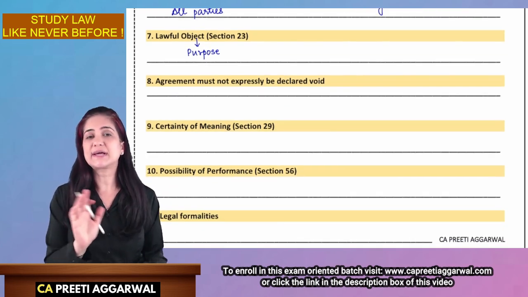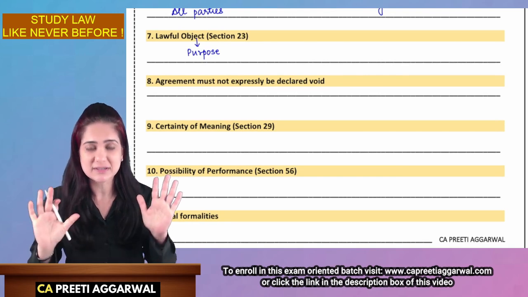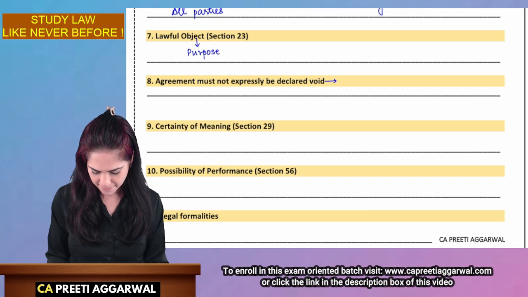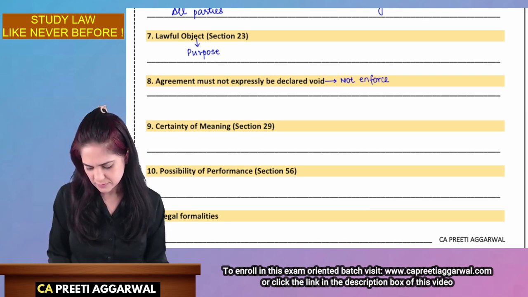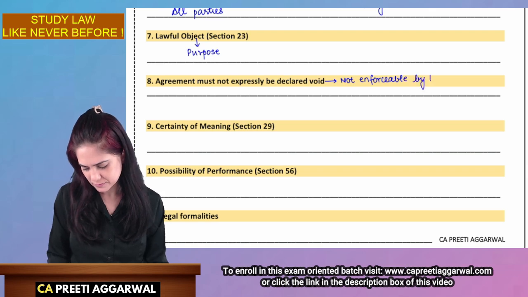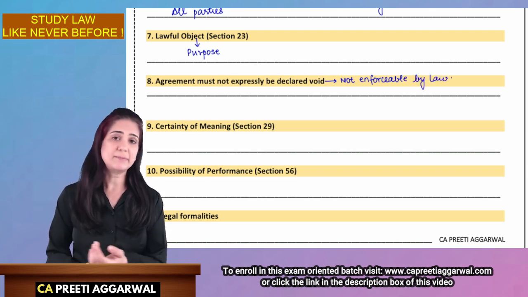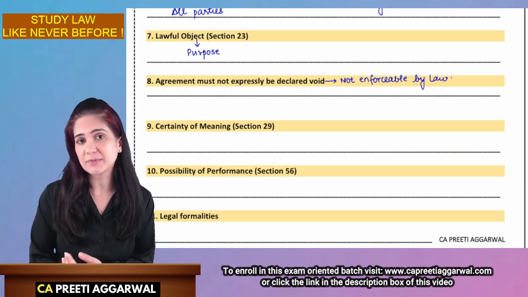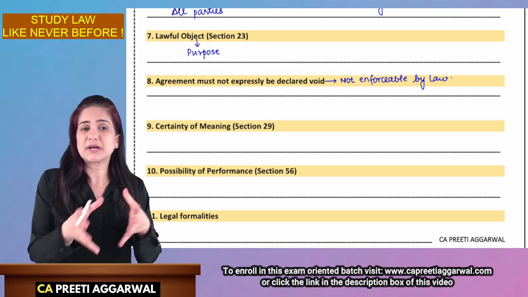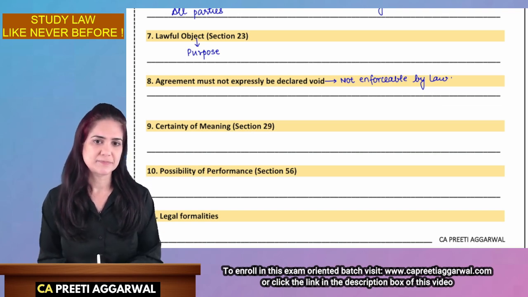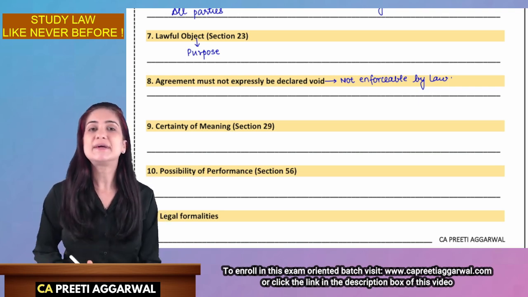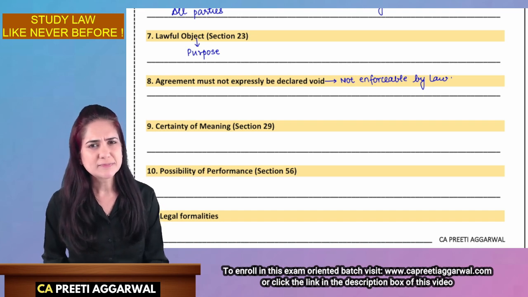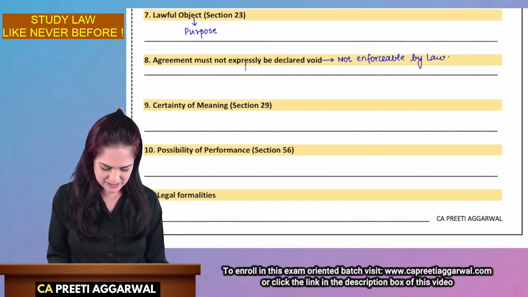Agreement must not expressly be declared void. What is the meaning of void? Void means it is not enforceable by law. It may be void ab initio, that is void right from the beginning, or just void. Just void means the contract was valid when entered, later on it became void. Your agreement must not expressly be declared void. When is it expressly void?